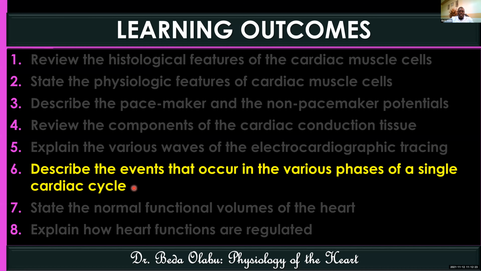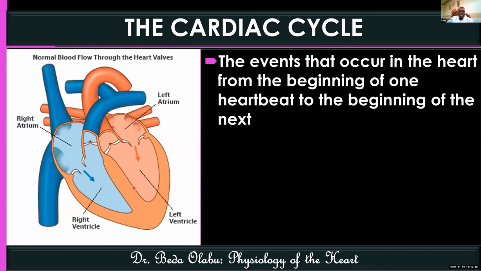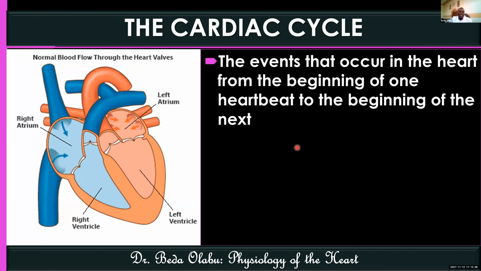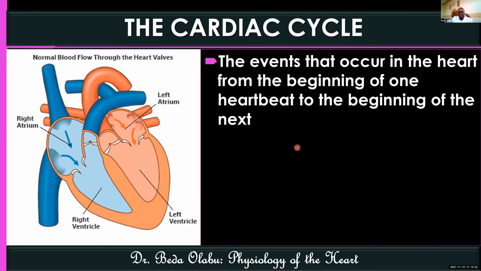All right, so let's look at the next thing, the mechanical events that take place in the heart. Again, I want to go through this a bit slow. It will take some time, but I want us to focus on it. The cardiac cycle. Remember, cardiac cycle basically refers to the events that occur in the heart from the beginning of one heartbeat to the beginning of the next heartbeat. So that's one cycle.